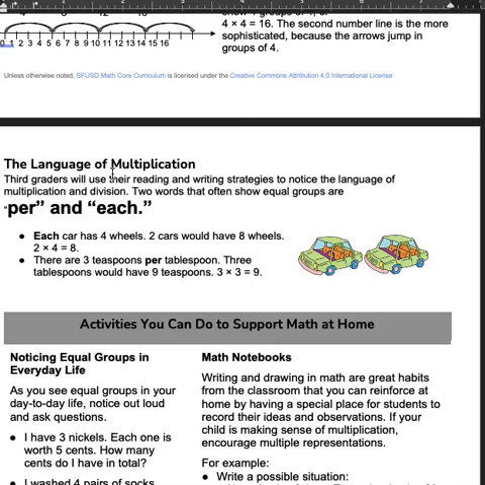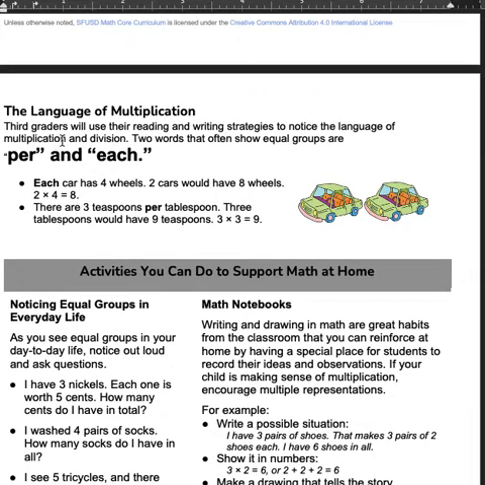The language of multiplication, this is really important. Third graders will use their reading and writing strategies to notice the language of multiplication and division. 2 words that often show equal groups are per and each. Each car has 4 wheels. 2 cars would have 8 wheels. So if each car has 4 wheels and there are 2 cars, it is 2 times 4: 2 cars times the 4 wheels on each car.